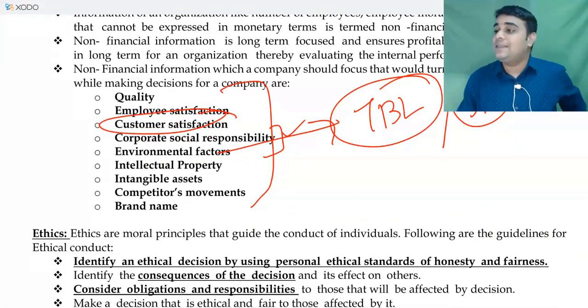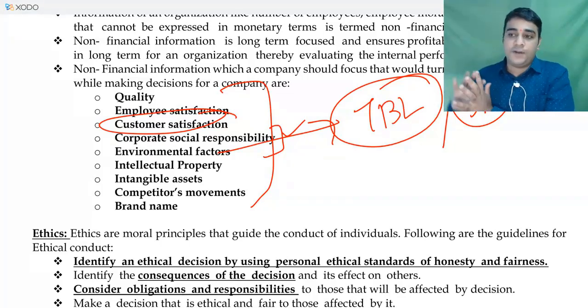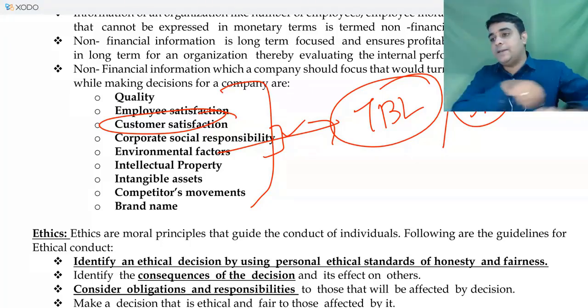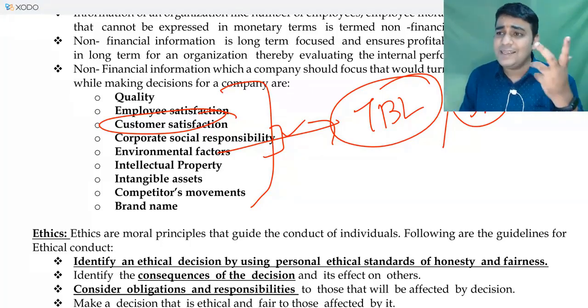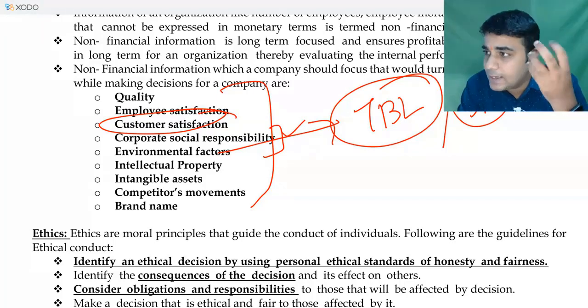Next comes the ethical principles. There is one part of this chapter called ethics and non-financial considerations in decision making. That's another part of this chapter itself. Ethics are basically moral principles, which guide the conduct of an individual.